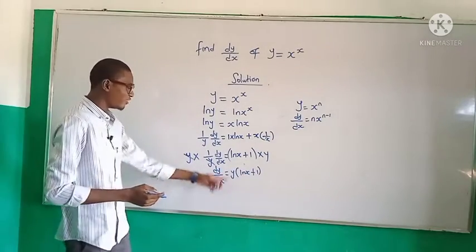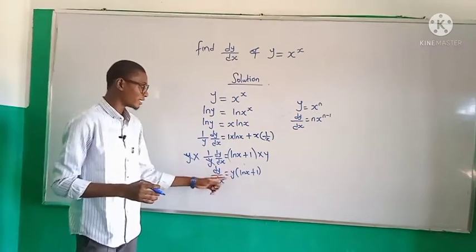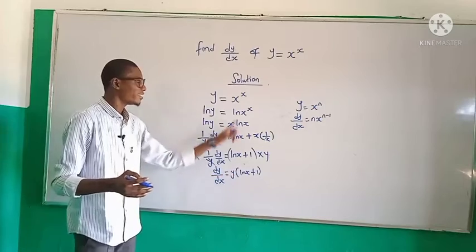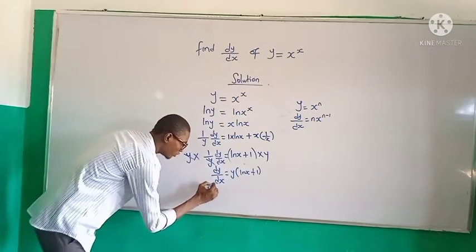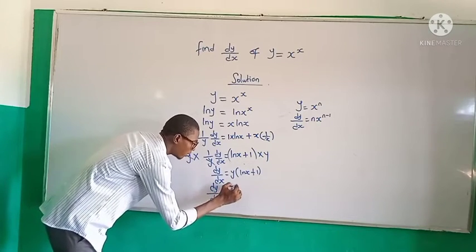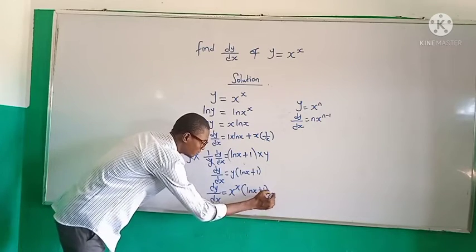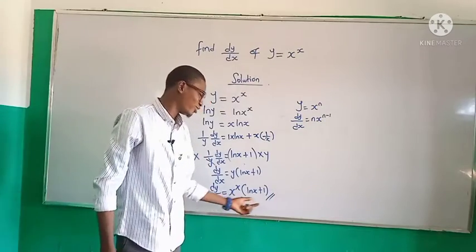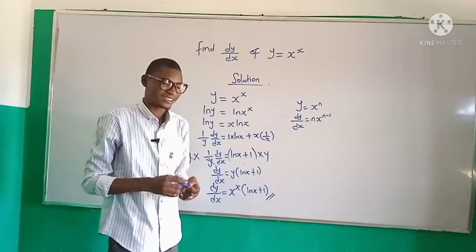Okay, now can you leave your answer like this? No, absolutely not. Why? Because you cannot leave your answer in terms of y. So you have to make substitution for y, which happens to be x raised to the power of x. When you make substitution for that, you have dy/dx equals x raised to the power x, times (ln x plus 1). So when you differentiate x raised to the power of x, this is what you are going to have, and that is the derivative of that.